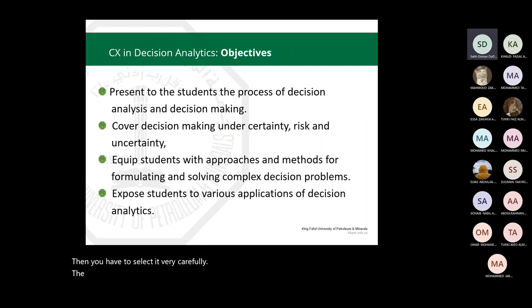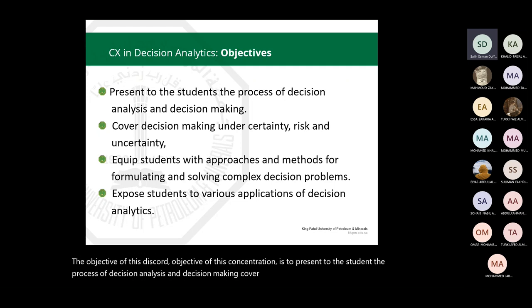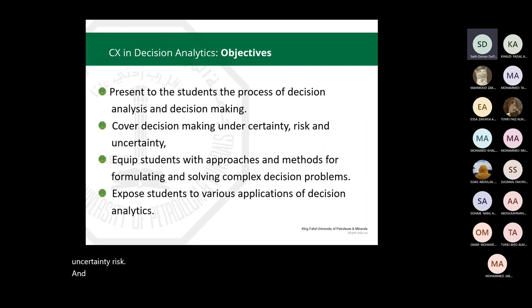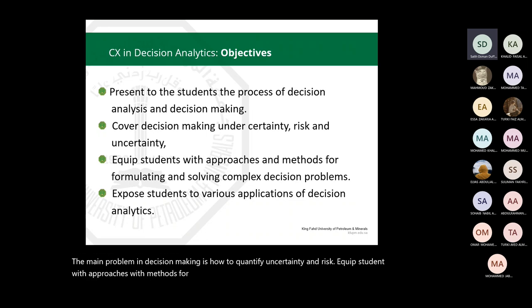The objective of this concentration is to present to the student the process of decision analysis and decision making, and to cover decision making under certainty, risk and uncertainty. The main problem in decision making is how to quantify uncertainty and risk. It also equips the student with approaches and methods for formulating and solving complex decision problems, and exposes the student to various applications of decision analytics.